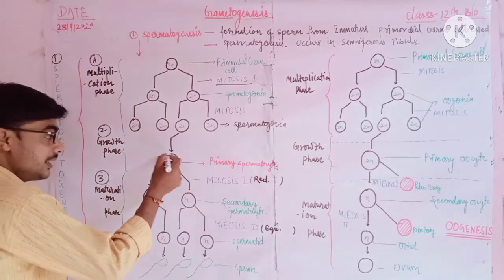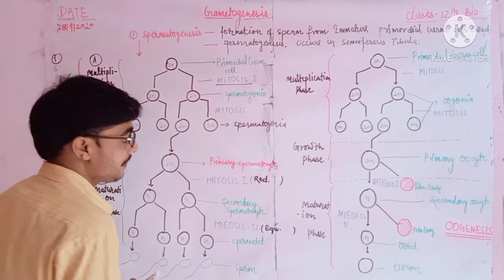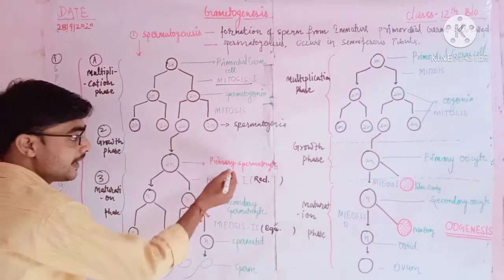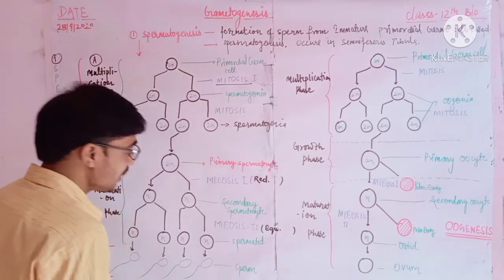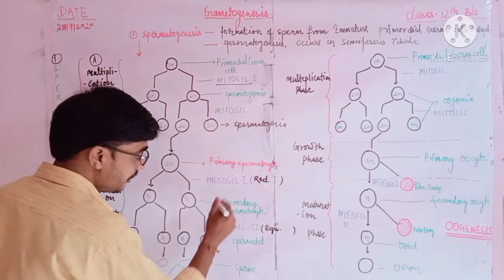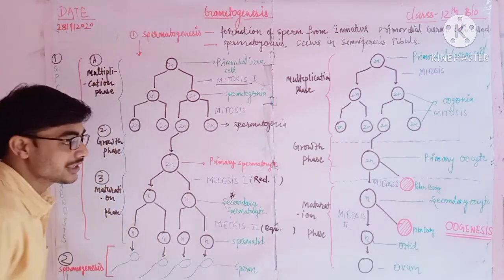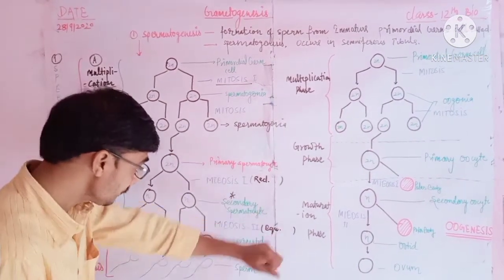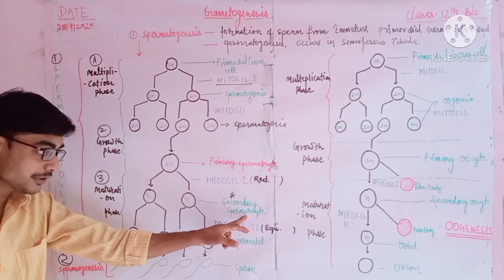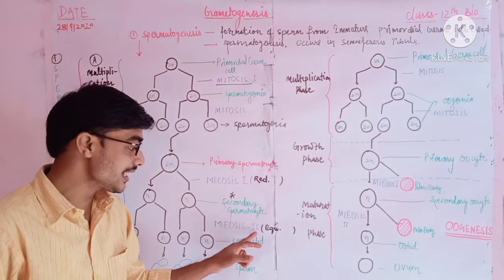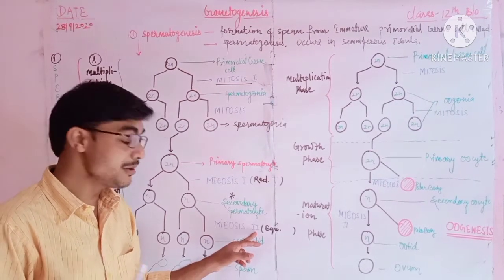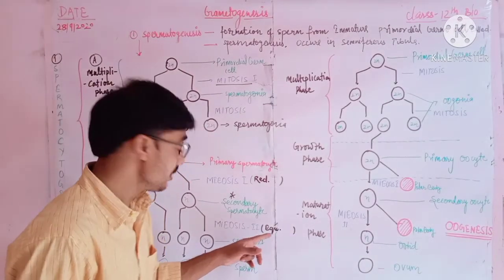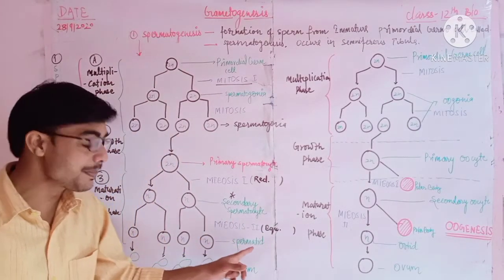Now this enlarged primary spermatocyte undergoes meiosis I, or the first meiotic division. When this spermatocyte goes through meiosis, it is converted into the secondary spermatocyte. Remember that the first meiotic division is the reductional division, and this secondary spermatocyte again goes through meiosis II, which is like a simple mitosis, an equational division, and it forms four spermatids.